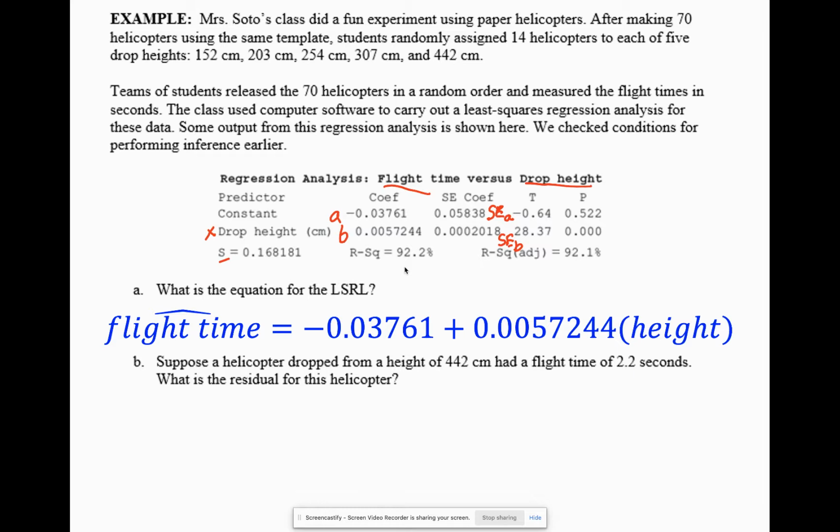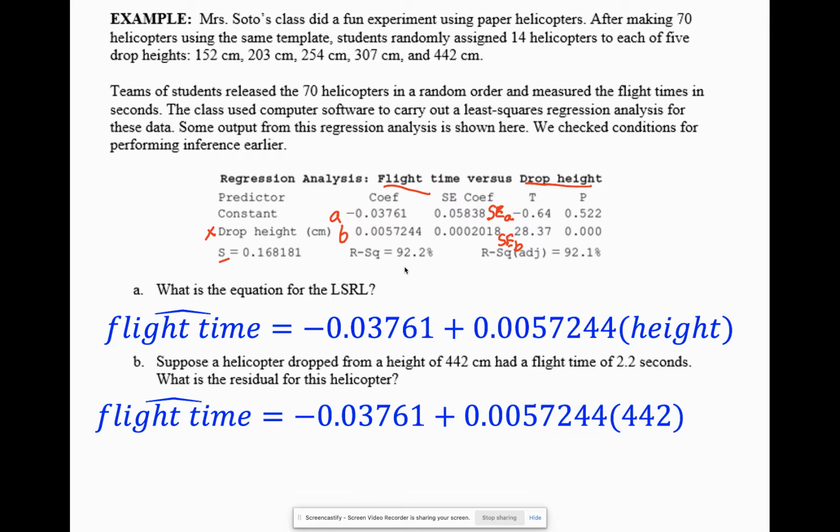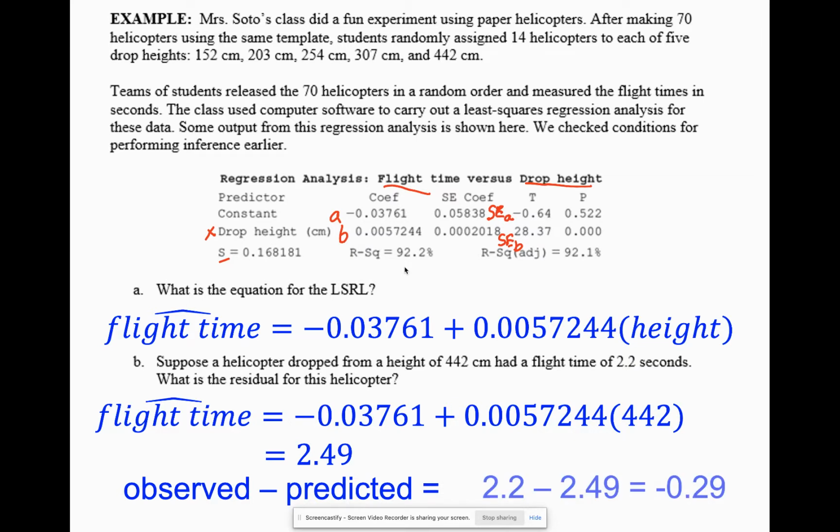Part B asks, suppose a helicopter is dropped from a height of 442 centimeters and had a flight time of 2.2 seconds. What is the residual? Okay, this is again review from chapter 3. What we need to do is calculate the predicted flight time. We do that by plugging the drop height of 442 centimeters into the equation. That gives us a predicted flight time of 2.49 seconds. The residual, you may remember, is the observed minus the predicted value. The observed was 2.2 seconds, and the predicted was 2.49. So that gives us a negative residual, negative 0.29 seconds. So that stuff is all review from chapter 3.